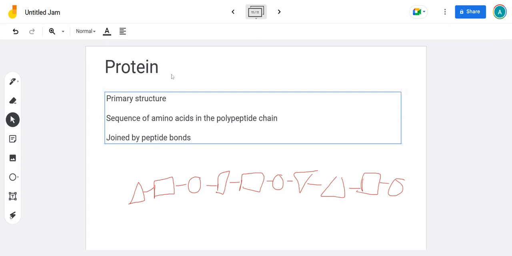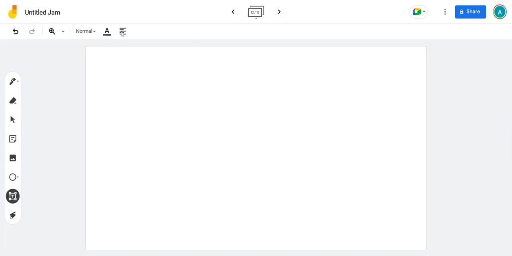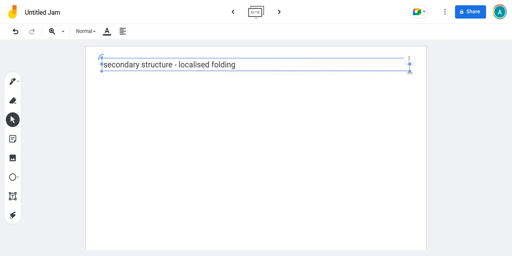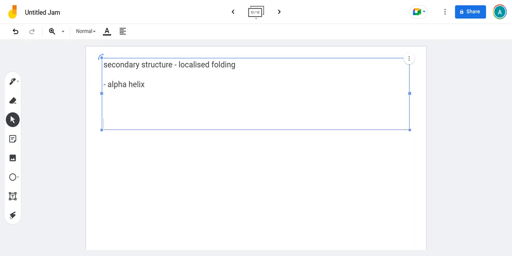All right. The next structure of proteins is the secondary structure. So the secondary structure is what we call localized folding. So it's not the folding of the whole molecule giving the overall 3D shape. It's just little bits of folding. And we've got two names for them. The first one is an alpha helix. The second one is a beta pleated sheet.